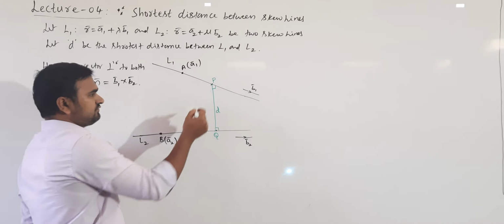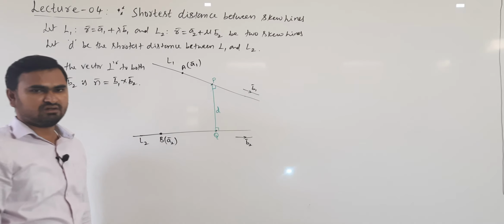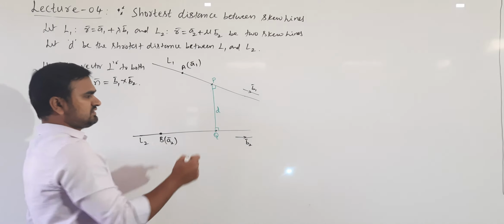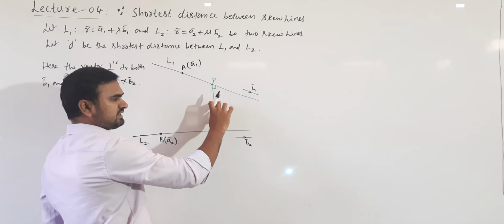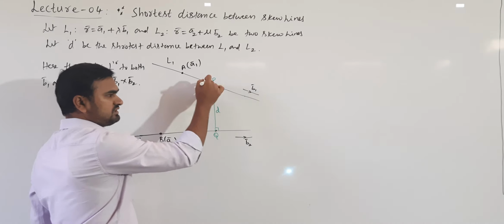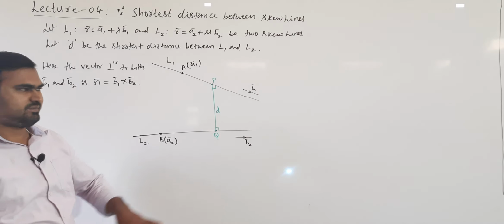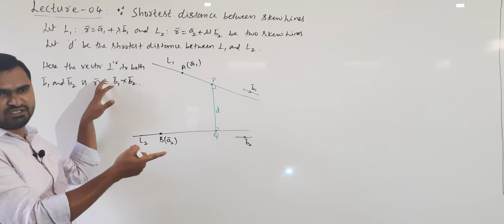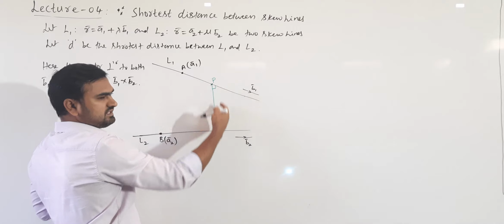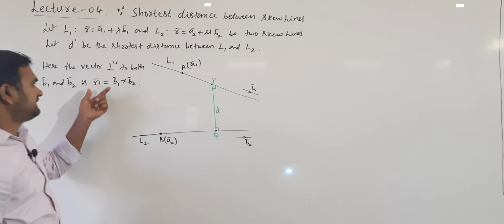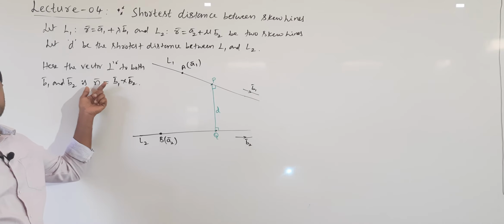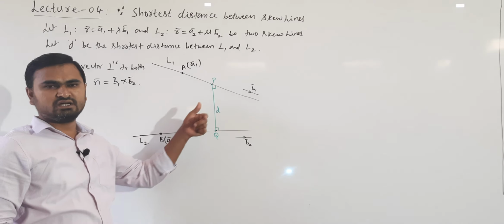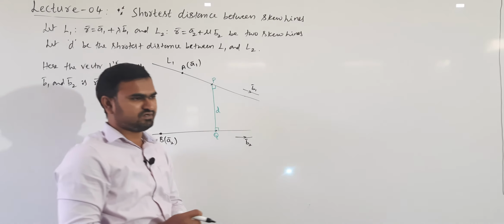Next, we can write the vector PQ bar. How do we write the vector PQ bar? Vector PQ bar has the magnitude D. And what is the direction of PQ bar? The direction of PQ bar is the same as the direction of n bar, because n bar is perpendicular to both L1 and L2, and PQ is perpendicular to both L1 and L2. So the direction of PQ and the direction of n bar is the same. Understand? So how can you write the vector PQ bar now? We know the direction and we know the magnitude.